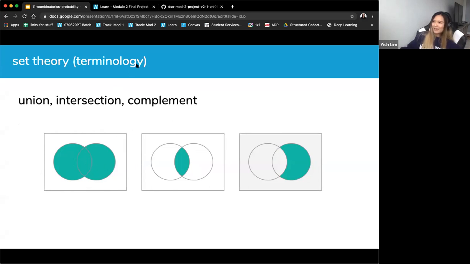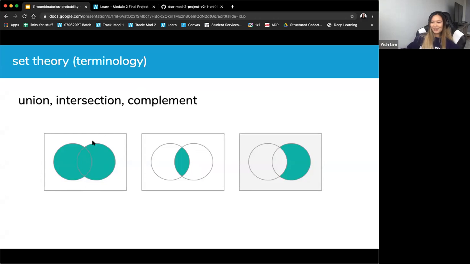I wish I could annotate on this better, but basically 2 will be in this crescent part. Do you guys see my mouse? All right, yeah. 2 will be in this left crescent part because 2 only belongs in A and not in B. The number 5 will exist in this right part because it only exists in B, not in A. And 4 and 6, because they exist in both, will be in the middle.